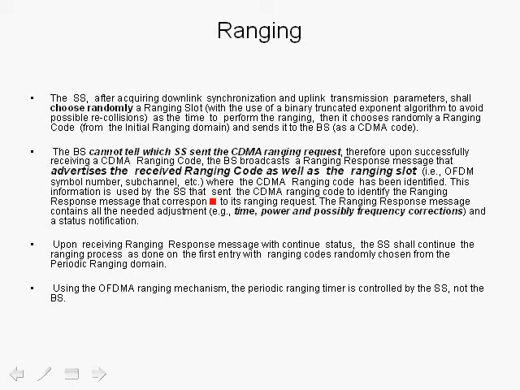Then the subscriber station will look into the CDMA ranging code and identify that it was the one that sent that particular CDMA code, and therefore it knows that this response from the base station is addressed to it. And it also uses a slot. The ranging response message contains the needed adjustments. For example, these are time, power, and possibly frequency corrections, and a status notification. Also, upon receiving a ranging response message with a continue status, the subscriber station will continue the ranging process until it gets a success message.